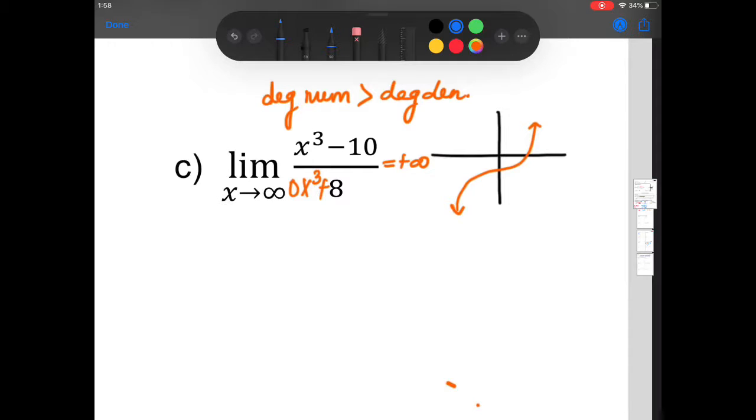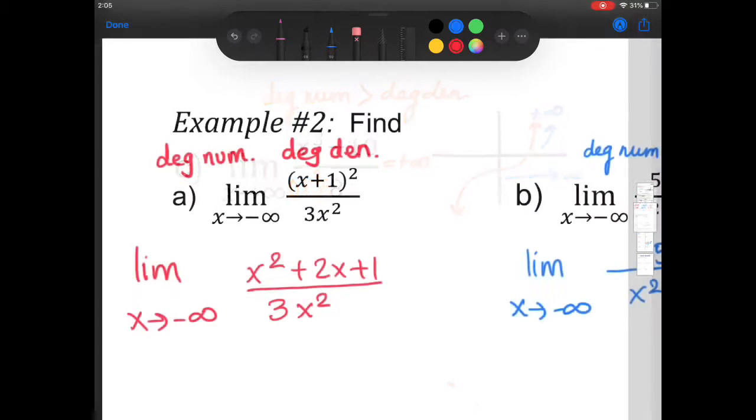And now let's analyze the same thing graphically. Look at this. As your x values are approaching infinity, meaning they're going to the right, right? What's happening to your y values? Because that's what my limit is. The graph is also growing. The y values are increasing, so it is going to approach positive infinity.